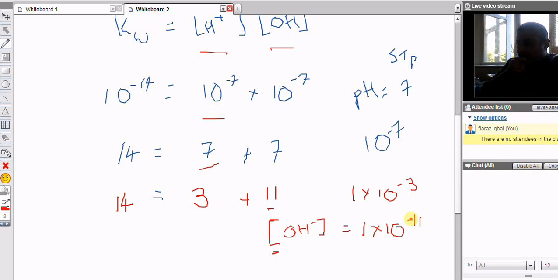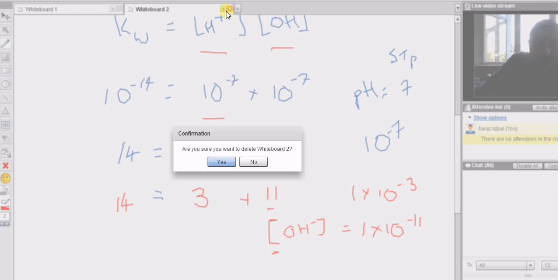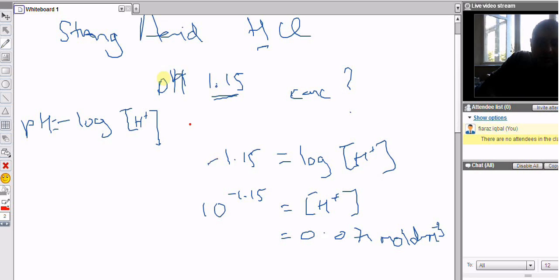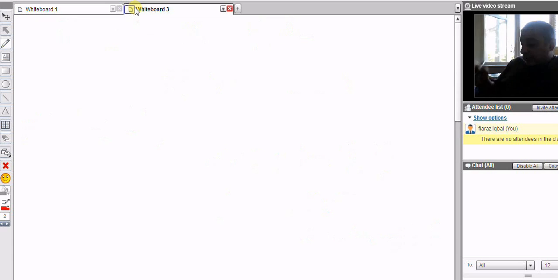Yeah, let me show you how I work out the pH of a strong base. Okay, let's get rid of this. Close. Are you sure you want to delete whiteboard 2? Yeah. So now I'm going to show you how to work out the pH of a strong base. A strong base will be something like sodium hydroxide.